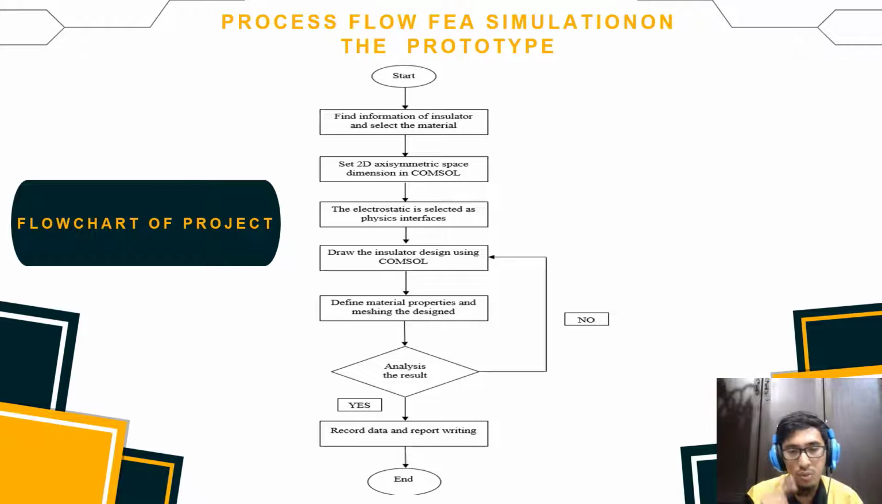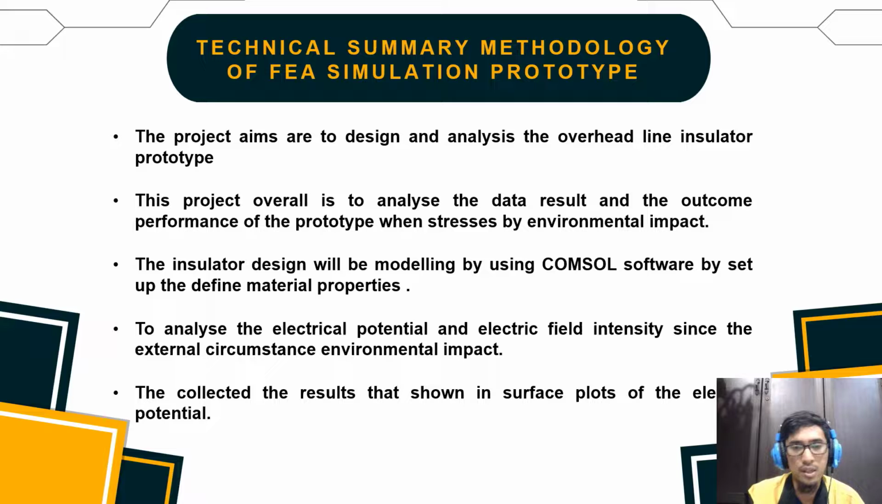The decision making part is to check the analysis, whether it has an error or is successful. If there is an error, we go back to drawing the insulator and defining the material properties. If the result is successful, we record the data and write the report for the observation of the analysis. The last one is the technical summary, the methodology of the FEA simulation prototype.